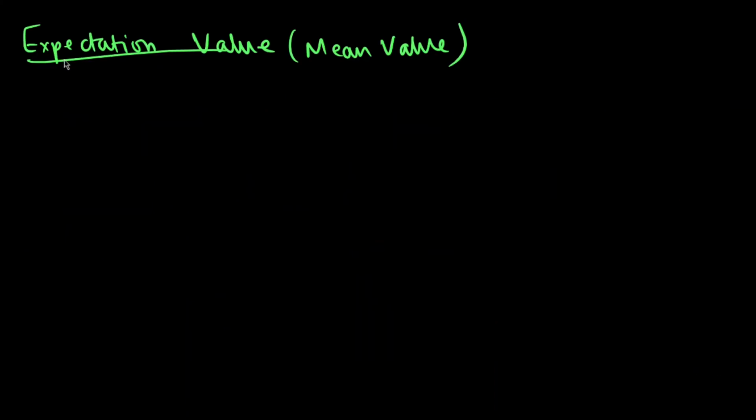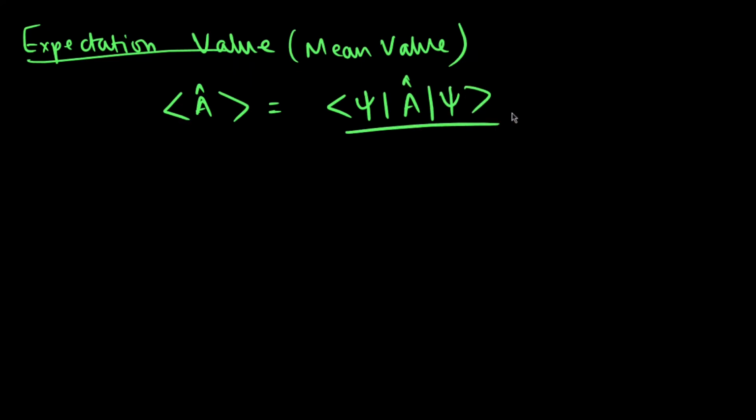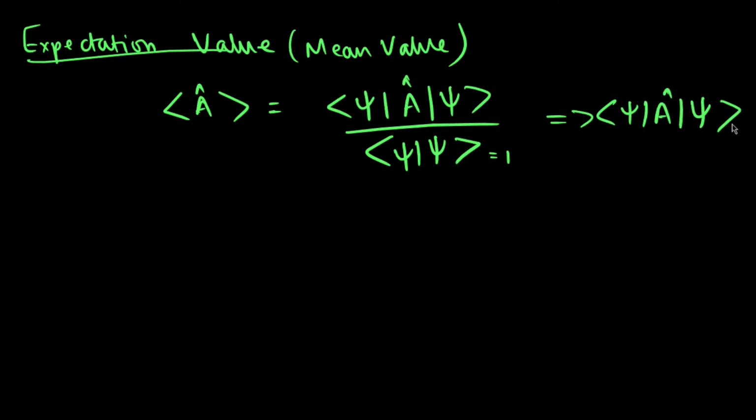Let's see the expectation value of an operator with respect to state psi. It is defined as bra of psi, A cap, ket of psi. If your state is normalized, the normalization factor will turn to 1 and you will get bra of psi and ket of psi operated with A.